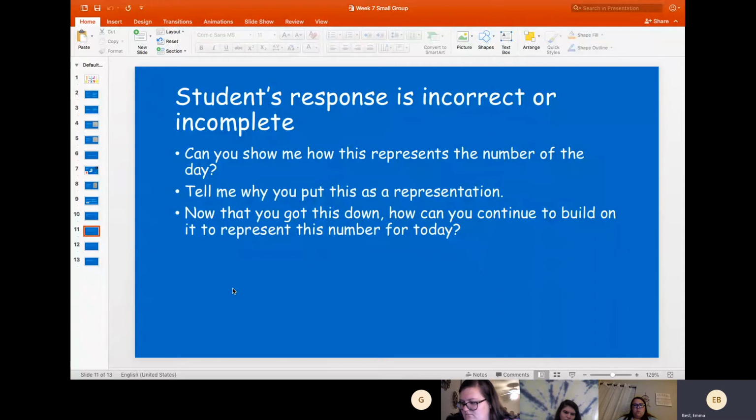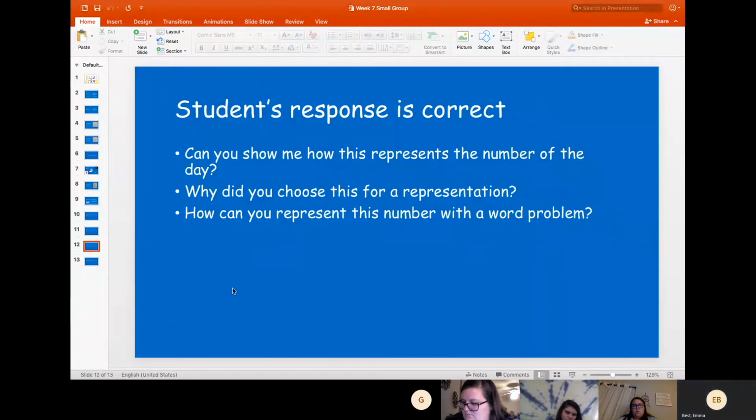If the student's response is incorrect or incomplete, you can ask them, can you show me how this represents the number of the day? Tell me why you put this as the representation. Now that you got this down, how can you continue to build on it to represent the number for today? That would be for the incomplete portion.